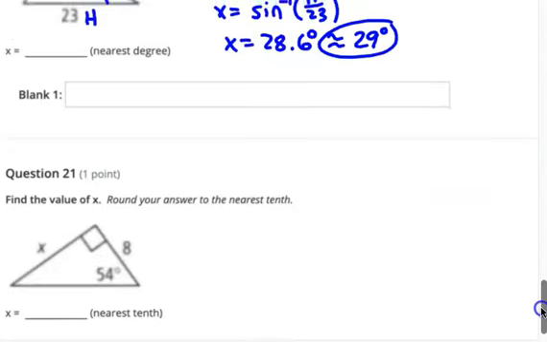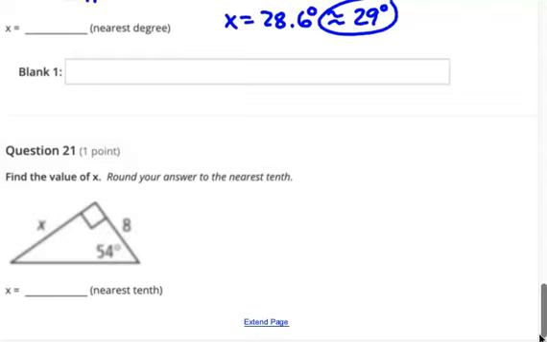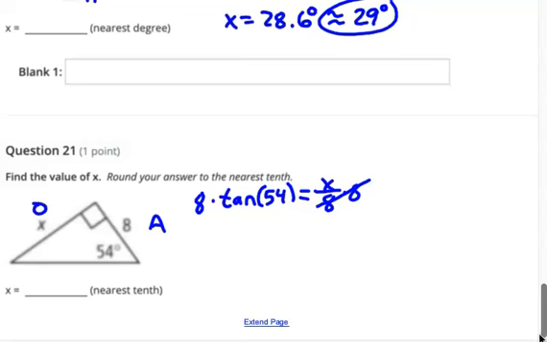Number 21. Okay, last one from 8.3. Okay, we're looking for a side length, so we're using regular trig. We have the opposite side and the adjacent side. So once again, we're using that tangent piece. So we have tangent of 54 equal to opposite x over adjacent 8. Multiply both sides by 8. And we cancel over here. 8 times tangent of 54 is what we're looking at, which is 11.01 equal to x. If we round that to the nearest tenth, that's 11.0.